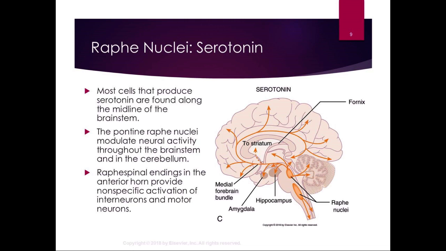The Raphe nuclei are the ones that produce serotonin. Most of those cells are found along the midline of the brainstem. So the pontine Raphe nuclei, which are in the pons, modulate neural activity throughout the brainstem and the cerebellum. And we know that serotonin has a big effect on mood and motivation. So there's also some effect on activation of interneurons and motor neurons.